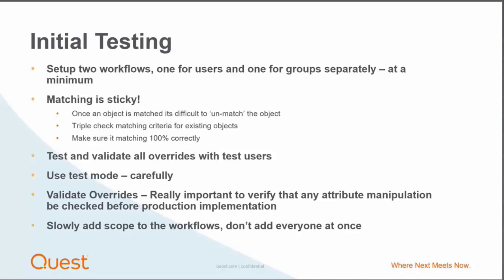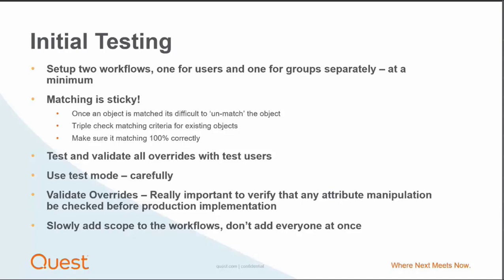Matching is sticky, right? We talked a little bit about this earlier. Really important to understand what your matching criteria is. If you've already pre-created or you've got Workday or some other HR system that has to own the creation of the objects in the target, you're matching on those and you're updating attributes, make sure that your matching criteria is 100%. 80%, 90%, that's bad. That means 10% of the objects are going to get overwritten with different attributes from a different object in the source environment. You do not want that.